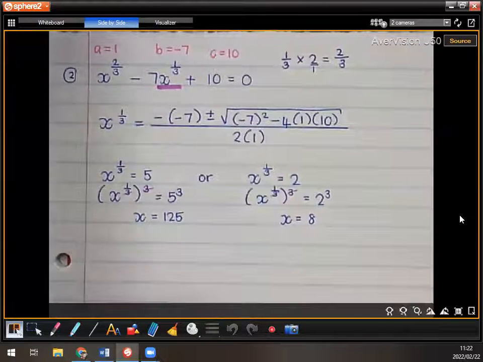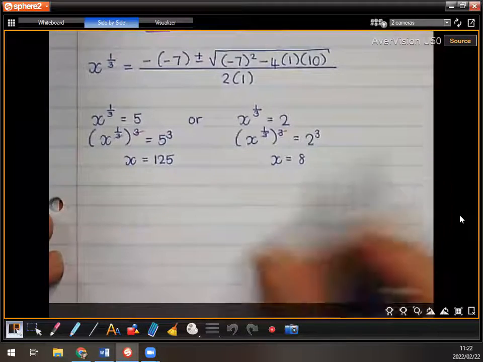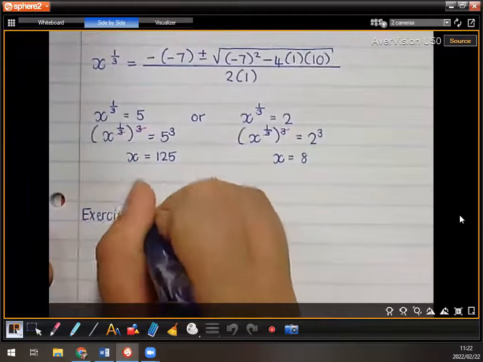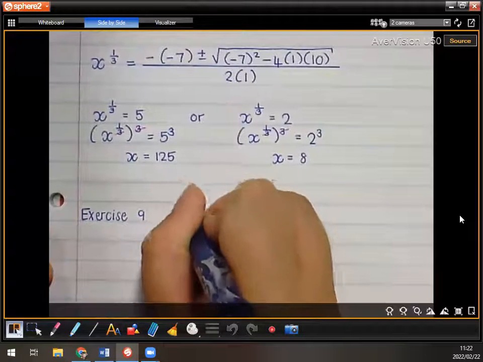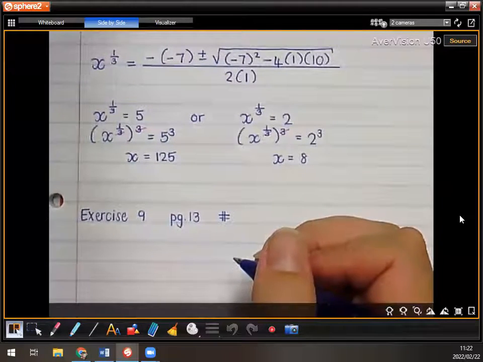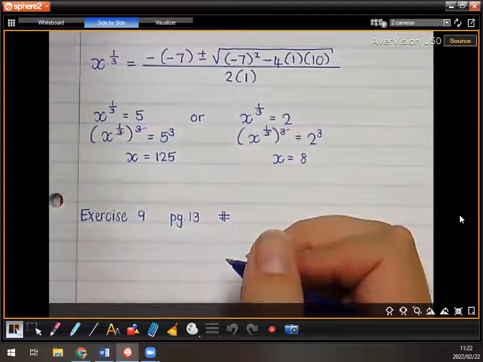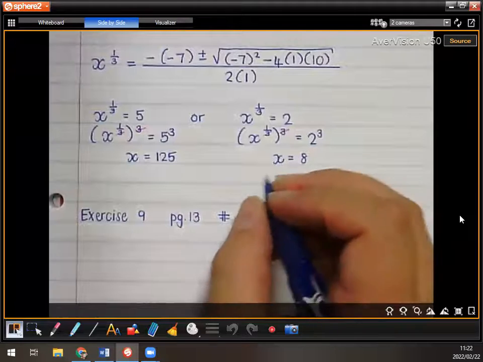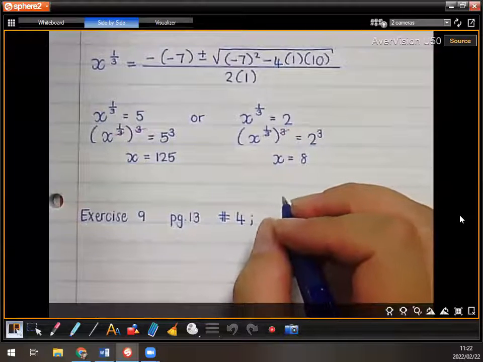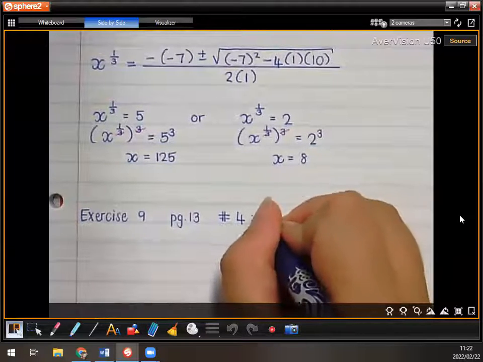Okay, I'll do some more complicated ones tomorrow. I just first want you guys to practice some of these on your own. So exercise 9.13, numbers 4, 7 and 8.